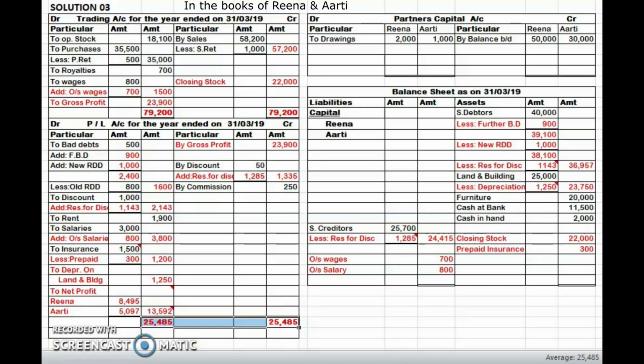Now this profit will be transferred to the capital account. Then take the total of your partner's capital account. Find out the closing balance of the capital. Reena's 56,495. Aarti's 34,097. Transfer this closing balance to balance sheet, liabilities side. Get the total. Now take the total of your balance sheet, assets and liabilities. Your balance sheet will tally.